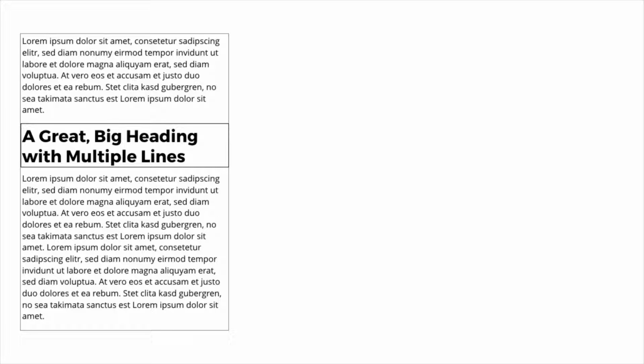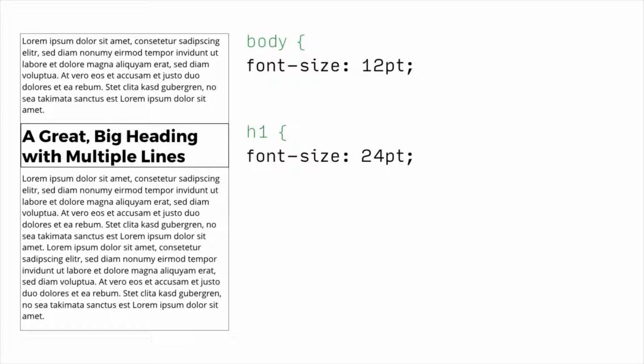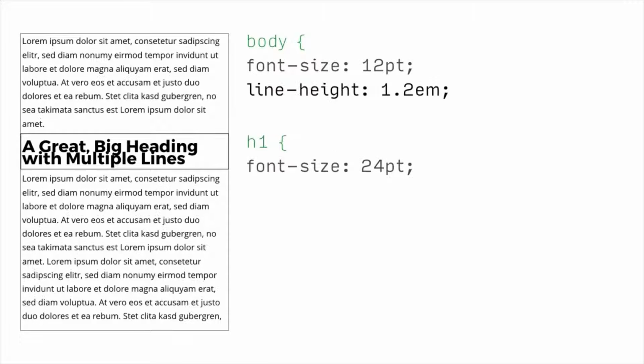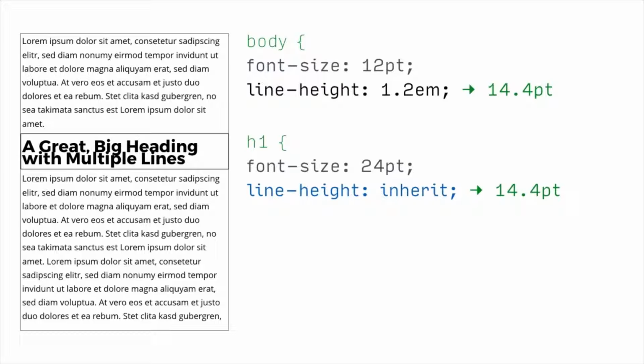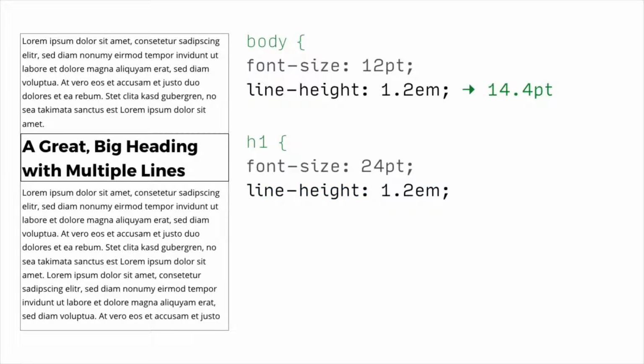I've got a web page with some text and a heading in it. The text is 12 points. The heading is 24 points. If I specify a line height of 1.2em, or 120%, that gives me a line height of 14.4 points. But the heading, by default, will inherit its line height. And what it will inherit is that same 14.4 points, which is not that great on a 24-point font, which is why the text is crushed together there. This is what we're trying to avoid.